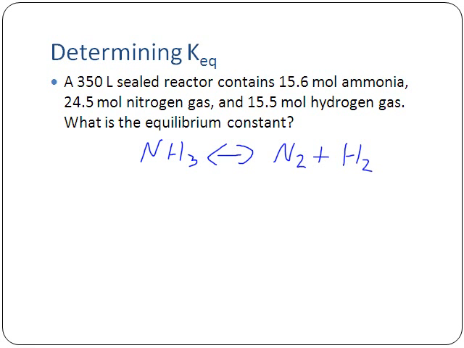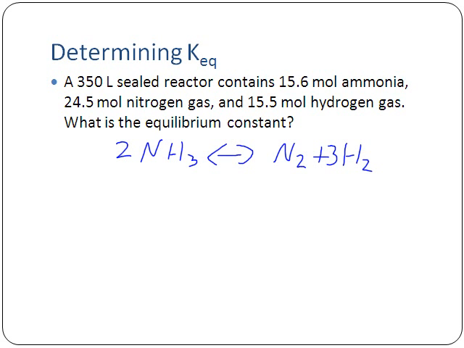Balance-wise, are we balanced right now? Nope, we're not. We have 3 hydrogens on the left, we have 2 on the right, and so that means we're going to have to put a 2 out in front of this, that gives 6 hydrogens, and a 3 out in front of this, that gives 6 hydrogens, and now we have 2 nitrogens on each side, so we're balanced now. So we're going to need to do this.